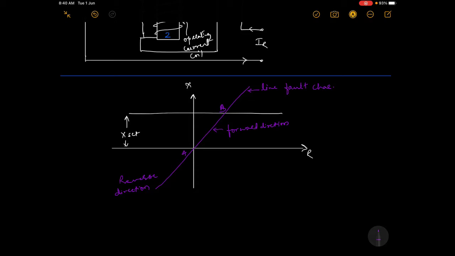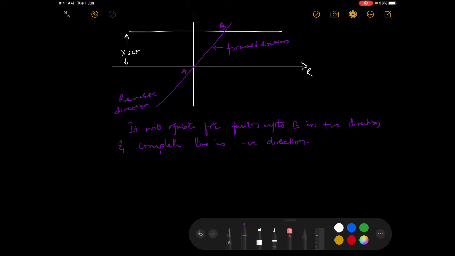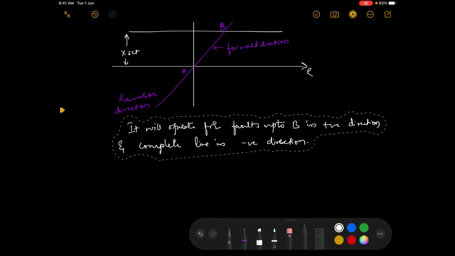If I want to summarize, I'll write it. It will operate for faults up to B in the positive direction and the complete line in the negative direction. Okay, since I want to highlight only the above line with this line, let me make it white.